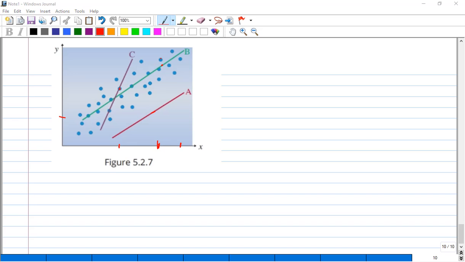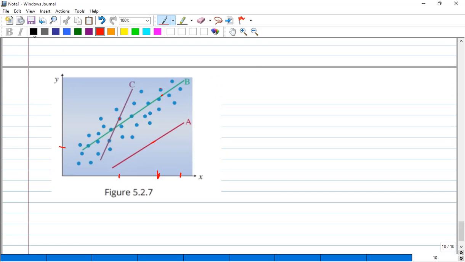Okay, so that's one of the things that we're going to work on, is figuring out how to find that line. All right, last thing for the day. We're running out of time. That line is called a regression line. Regression.